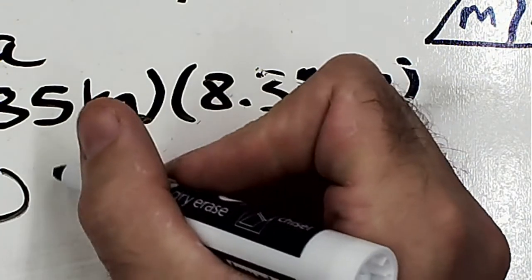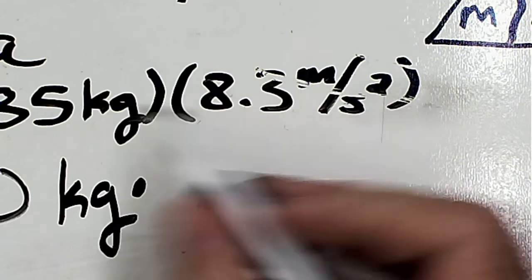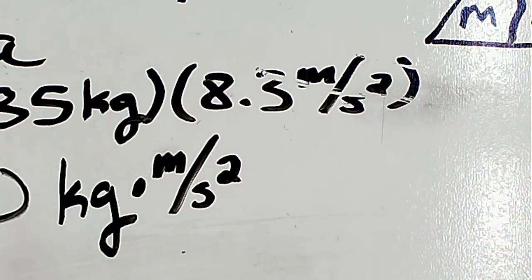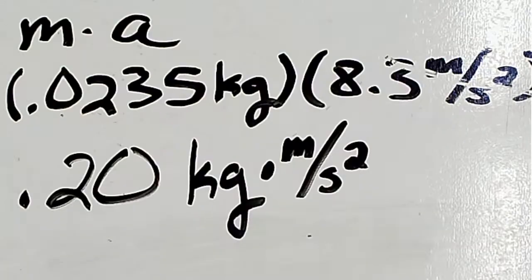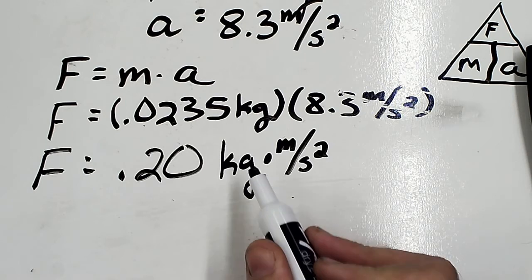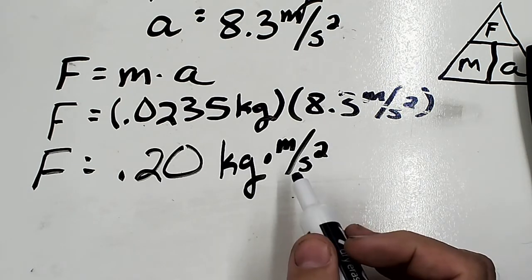I'm going to write the units out. It's kilogram times meters per second squared. That is the answer. Let me back that up. Okay, this is the actual unit. No one wants to look at that unit. That is an ugly unit.